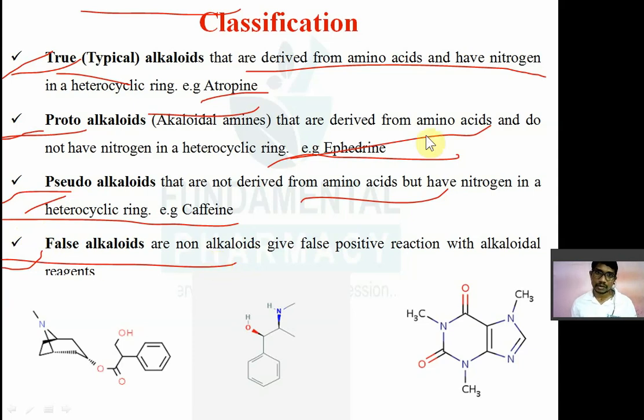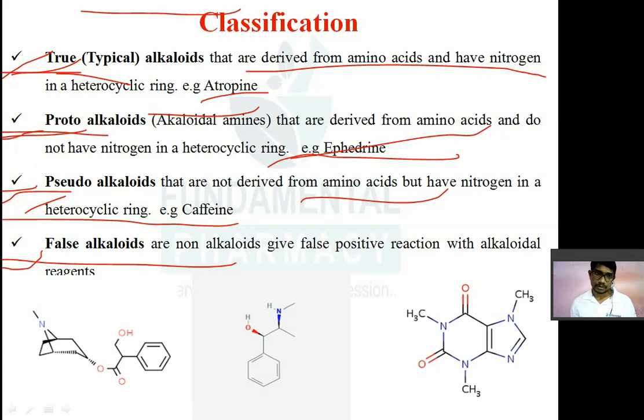Remember, they have already asked a question on proto-alkaloids in GPAT 2020-21 also. Pseudo-alkaloids also, they have already asked a question. Remember, true means biosynthesized from amino acid and nitrogen is present in the heterocyclic ring. Proto means they are known as alkaloidal amines. They are synthesized from amino acids but do not have nitrogen in the heterocyclic ring.